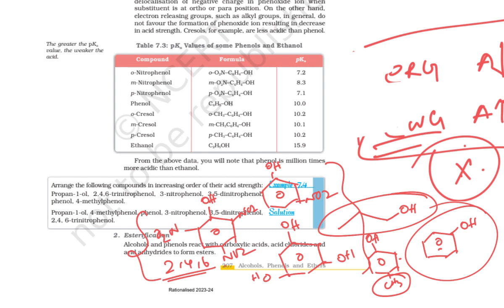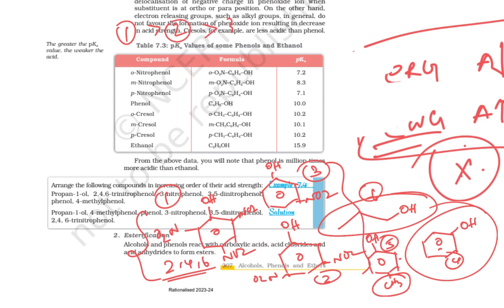Here, where I wrote OH, this is not OH, this is NO2. Sorry about that. This is NO2, here also NO2. Clear? So in this case, in trinitrophenol, this is 1, this is 2, this is 3, this is 4, this is 5, this is 6. So 1 is more acidic, then 2, then 3, then 4, then 5, then 6. As I told you, electron releasing group decreases acidity, electron withdrawing group increases acidity.